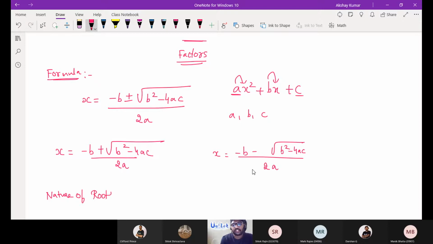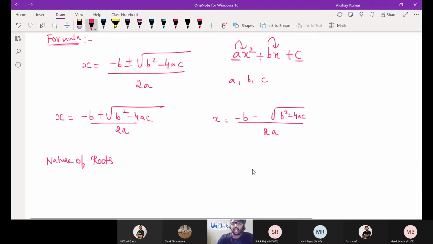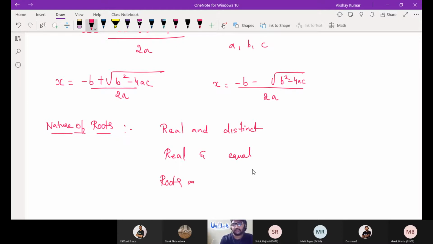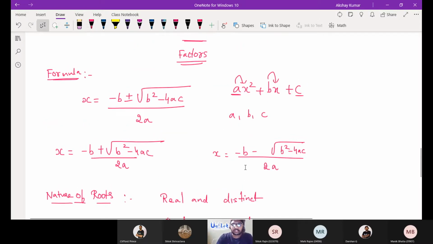Nature of roots means that as soon as you look at the equation, you will be able to tell what roots you are going to get. That is, whether the roots you're getting are real and distinct, that is real and different, or whether you'll get both values the same, real and equal, or you just cannot find the roots at all. Then you say the roots are imaginary. So we will be able to discuss the nature of the roots as well. So this is what this chapter is all about.